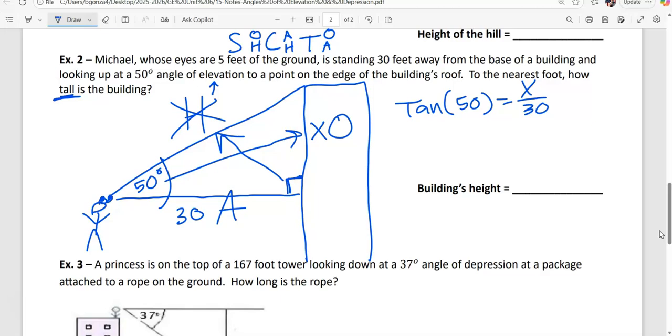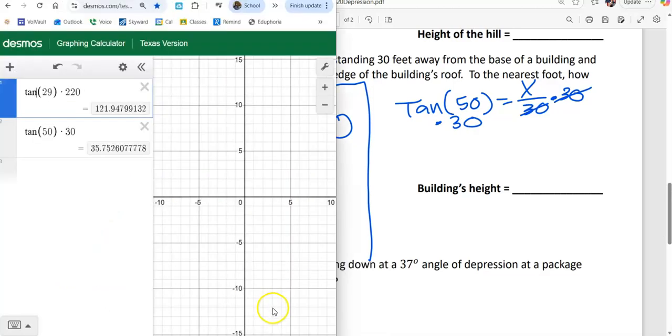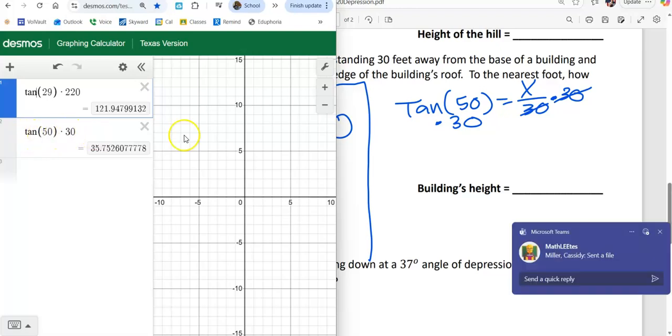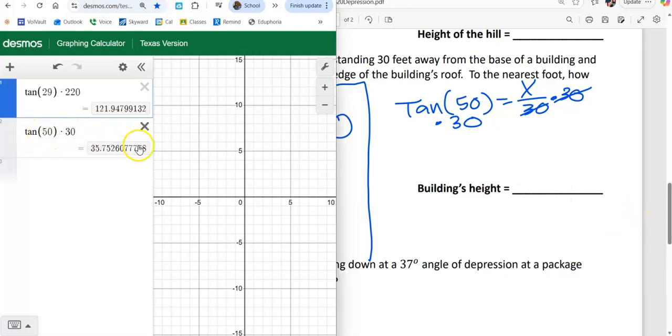How do I get rid of the divided by 30? Opposite of dividing, multiply by 30, multiply by 30. Okay, so I did this earlier. Tangent of 50 times 30 is 35.752, no, that rounds up to 35.753.